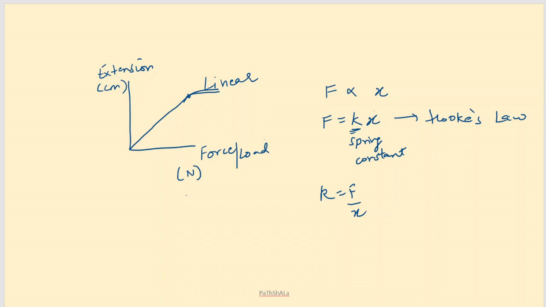Why? Because this time when you hang the load, the spring will not go back to its original shape because it is deformed. And this point is known as the limit of proportionality. This is the limit after which the force and extension are no longer proportional to each other. I hope it is clear.